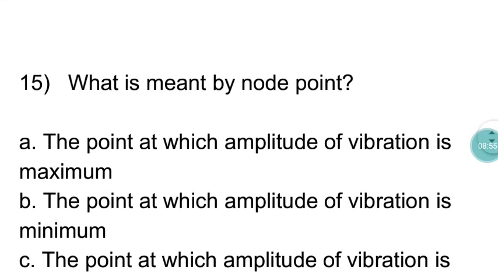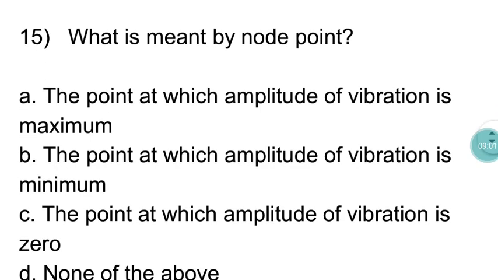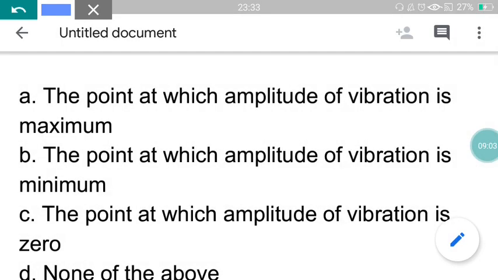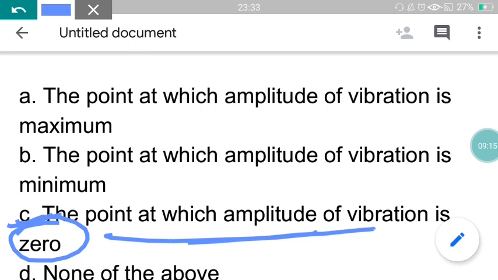Next question, question number 15. What is meant by node point? So they are asking what is meant by node point. So the correct answer for this is C. The node point is the point at which amplitude of vibration is 0. So the correct answer is option C. When amplitude of vibration is 0, then that point is known as node point.